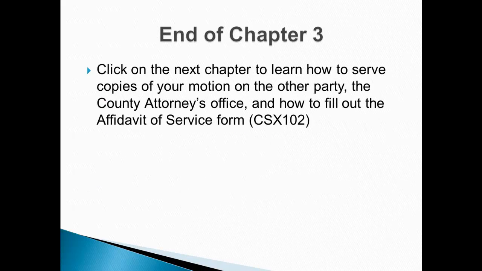This ends Chapter 3. Click on the next chapter to learn how to serve copies of your motion on the other party, the county attorney's office, and how to fill out the Affidavit of Service form.